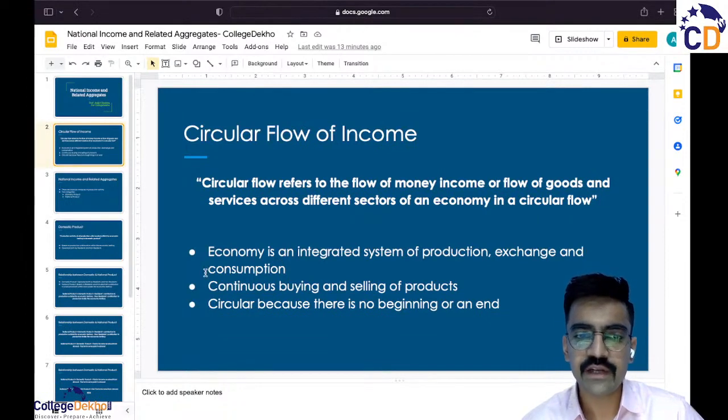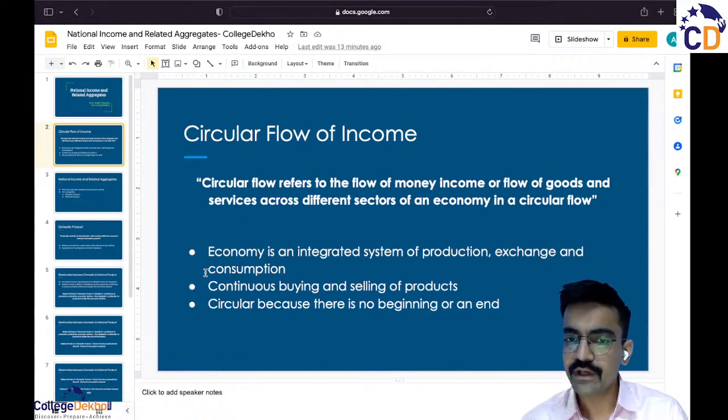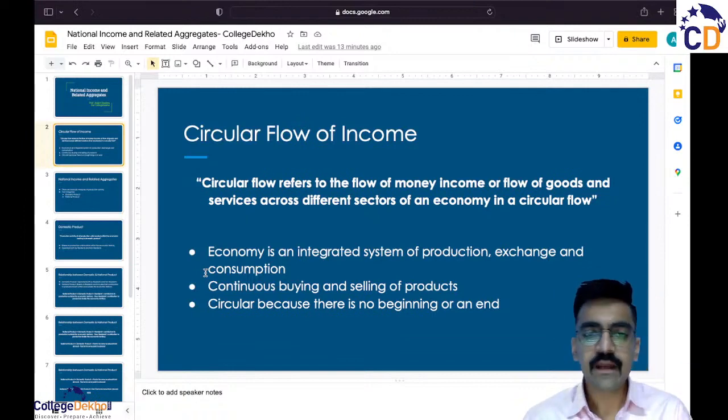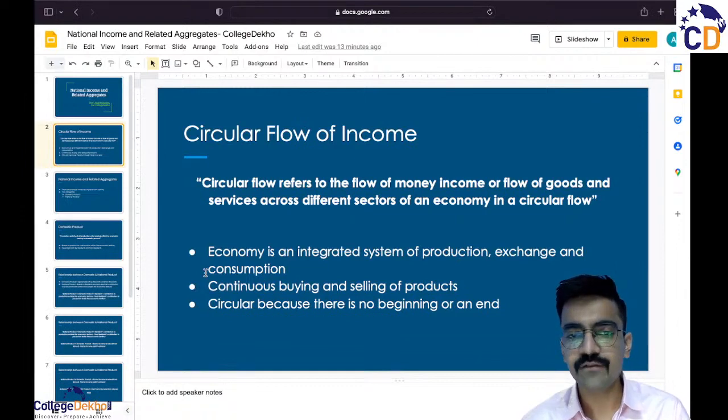And then the second point is that there is continuous buying and selling of products, right? Buying and selling never stop. Let us understand this briefly. Let us say that I bought a raw material today. I'll be paying the shopkeeper for that amount of raw material, and in turn, whatever payment that I'm paying to the shopkeeper, he or she will transfer a part of that payment to the supplier of that raw material.